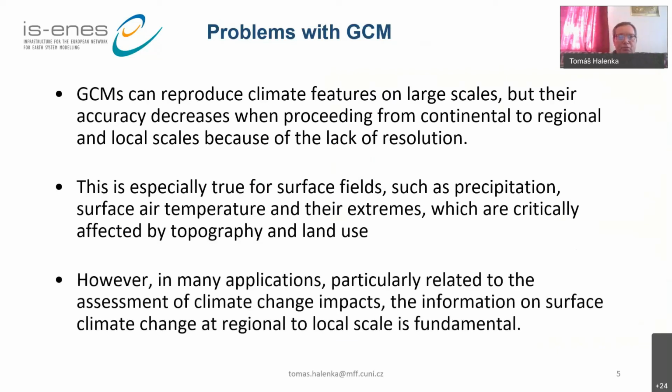In many applications, you need to assess climate change impacts, and you need information on surface climate change at regional to local scale. That's really becoming fundamental, as I said, for impact studies, for vulnerability assessment, and for decision making, because quite a lot of decision making is done on a local scale. So that's really fundamental.